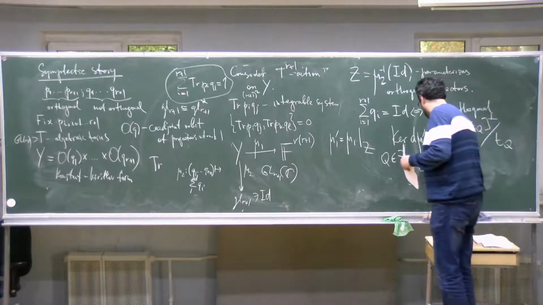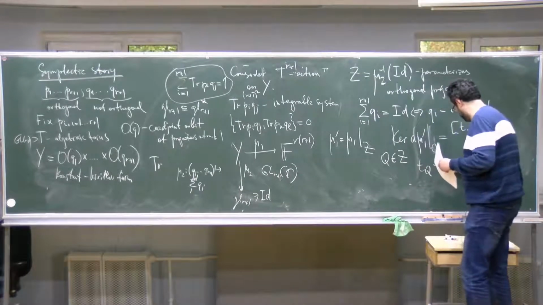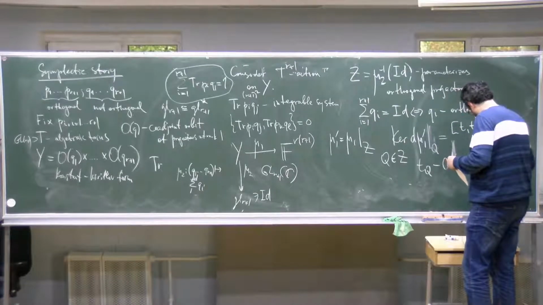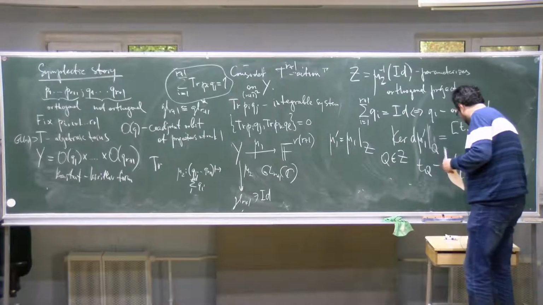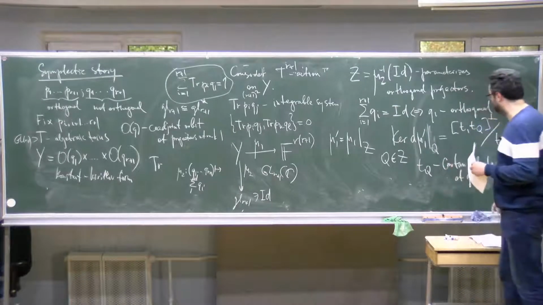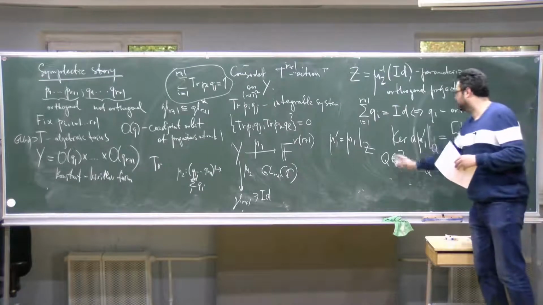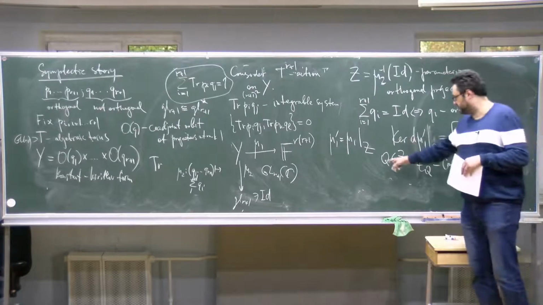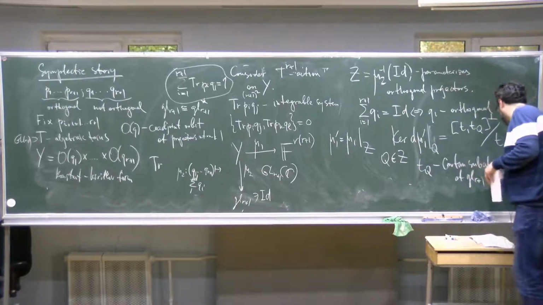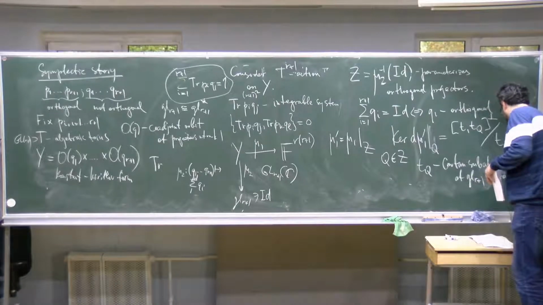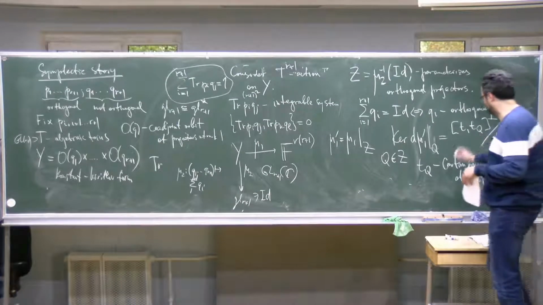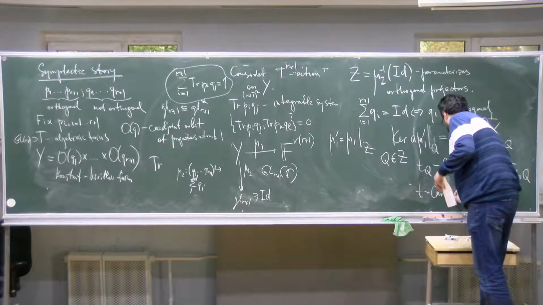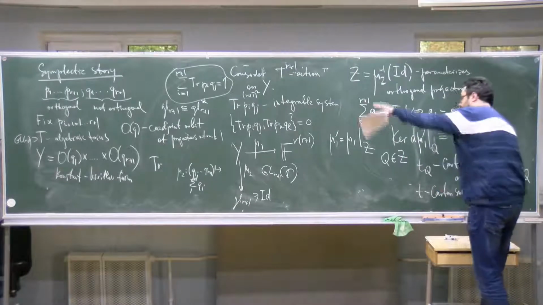Where TQ is Cartan subalgebra of GL R plus 1 corresponding to Q. It means that it's Cartan subalgebra generated by projectors corresponding to Q. T is Cartan subalgebra of torus T.